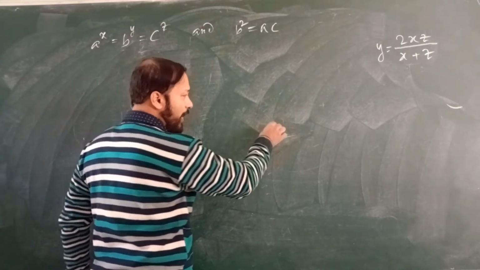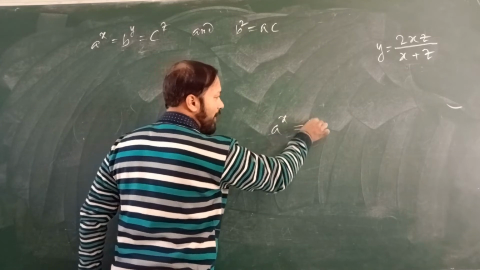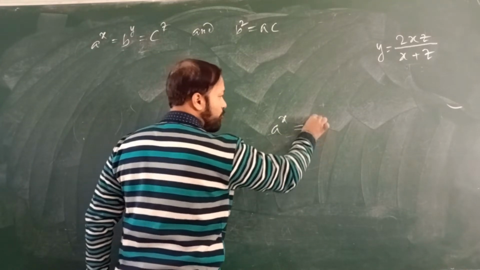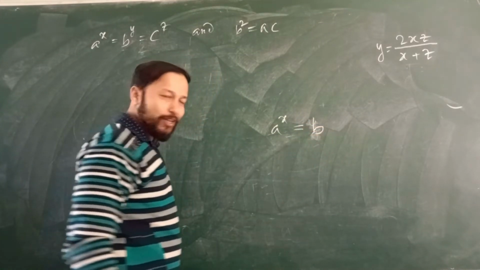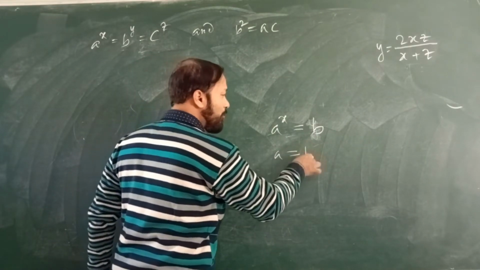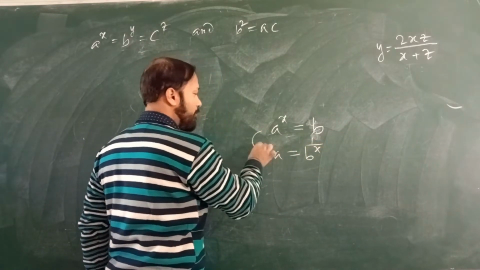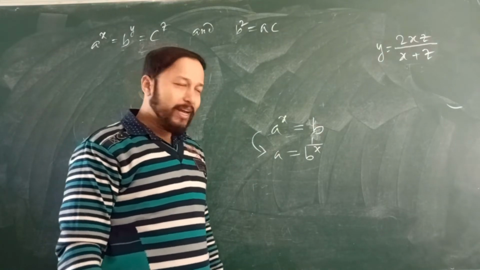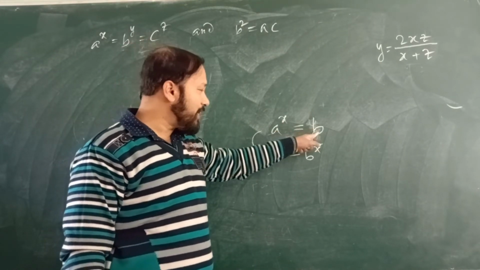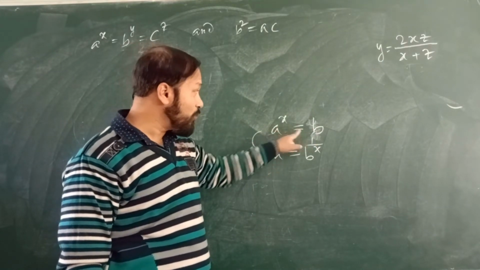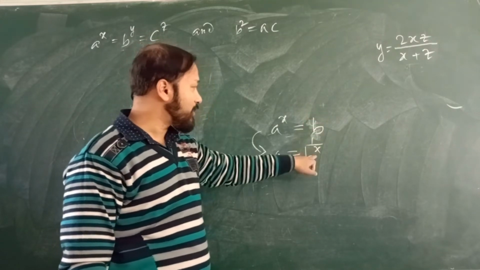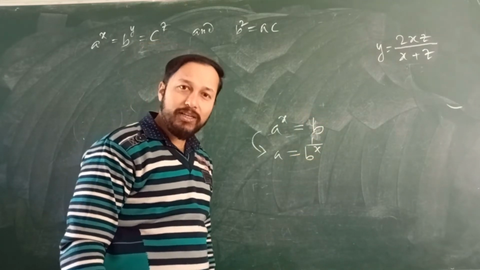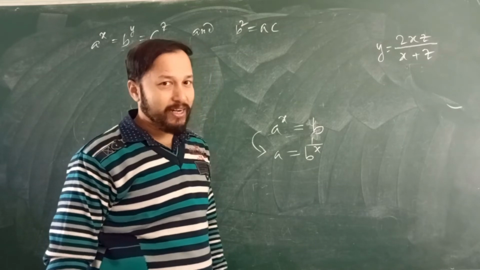I am saying that a to the power x equal to b. So a equal to b to the power 1 by x, we can write. From this we can write this. a to the power x equal to b means a equals b to the power 1 by x. Understood? The same rule we are going to apply here.